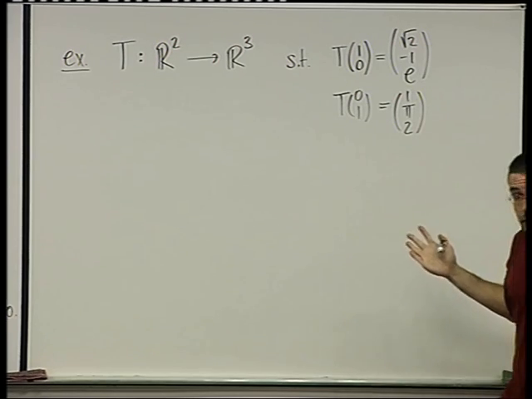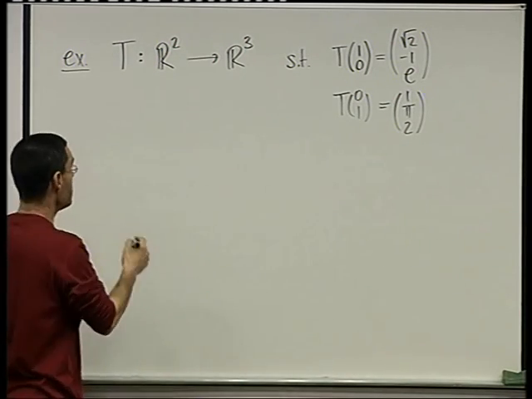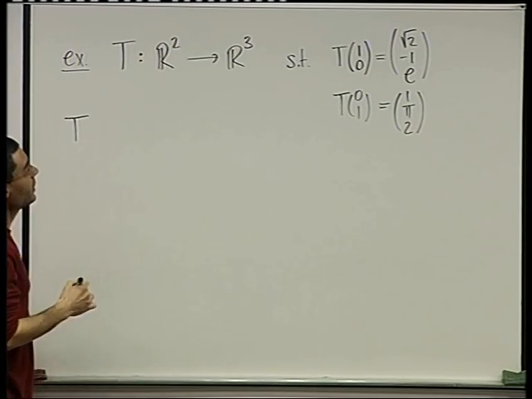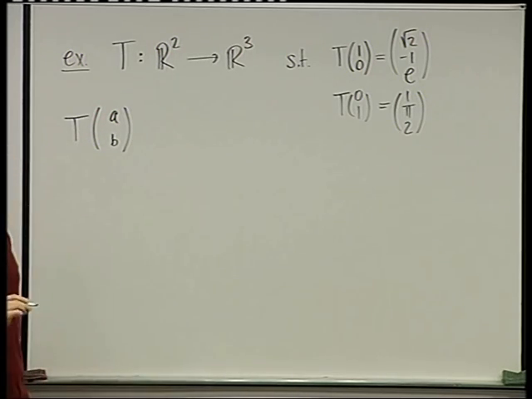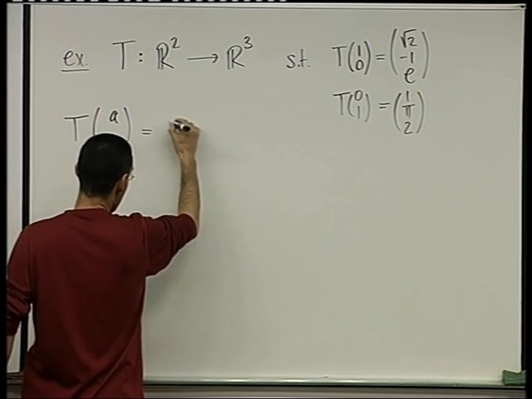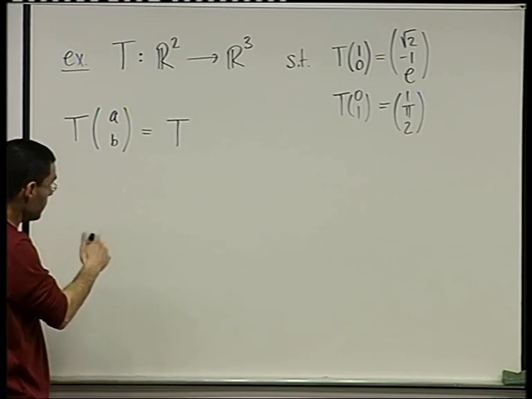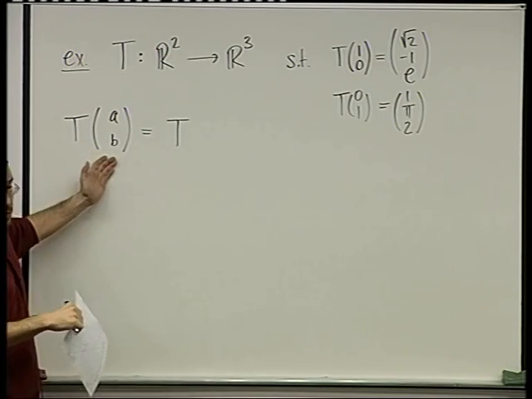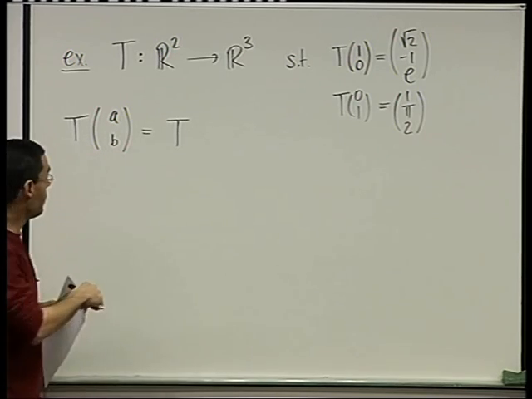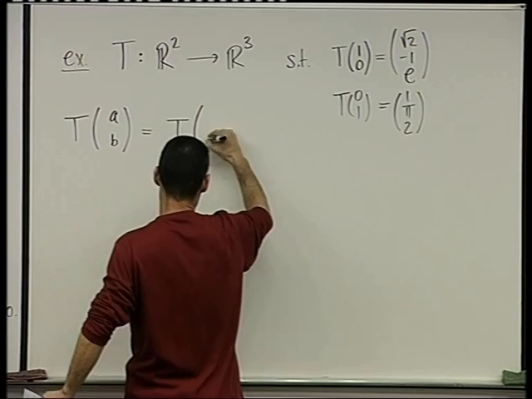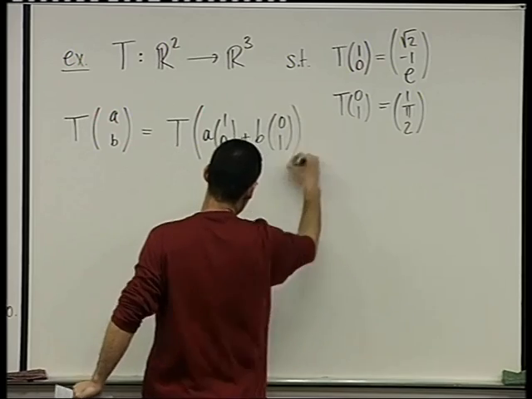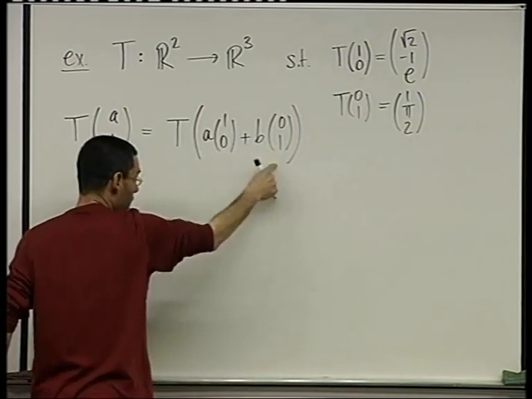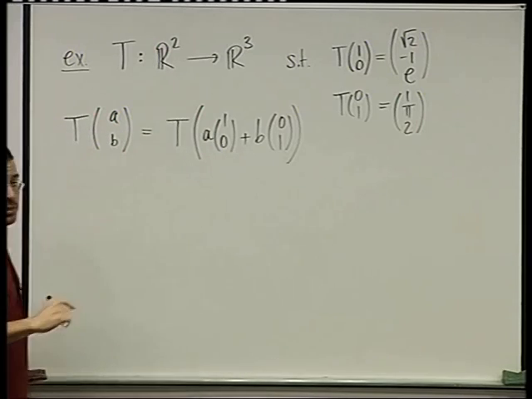Okay? How do I do it? Here's the idea. I take a general element in R2. What's a general element in R2? It's some (a, b). That's what a general element in R2 looks like. Do you agree? Okay. So in order to prescribe T on all of R2, I have to tell you what it does to (a, b), right? So I write (a, b) as a times (1, 0) plus b times (0, 1).